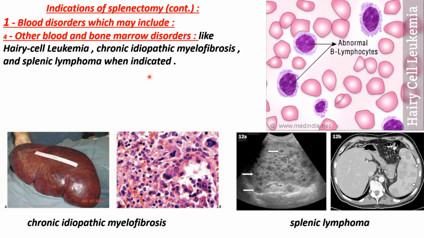The fourth subtype of blood disorders is other blood and bone marrow disorders like hairy cell leukemia, chronic idiopathic myelofibrosis, and splenic lymphoma when indicated.